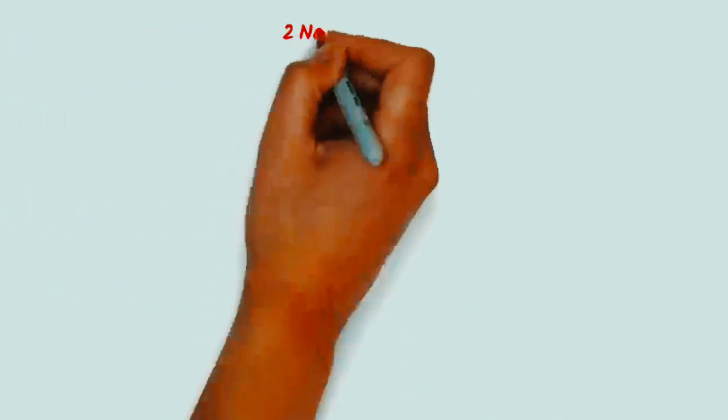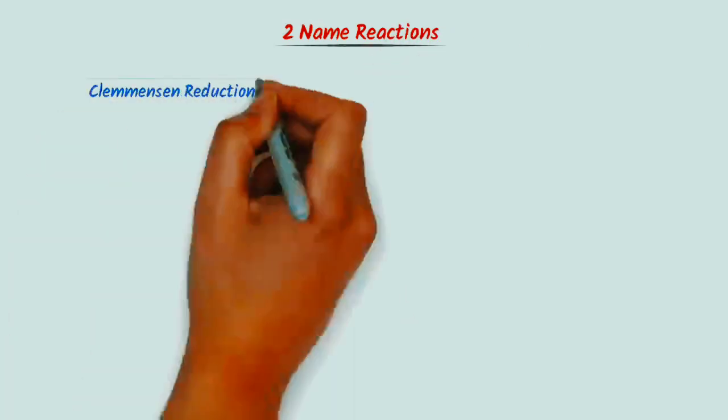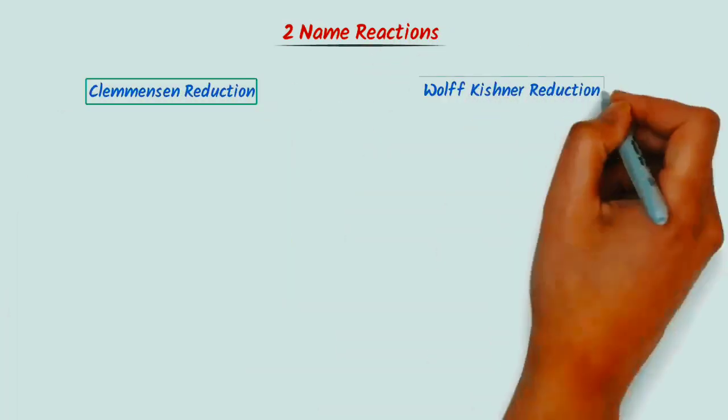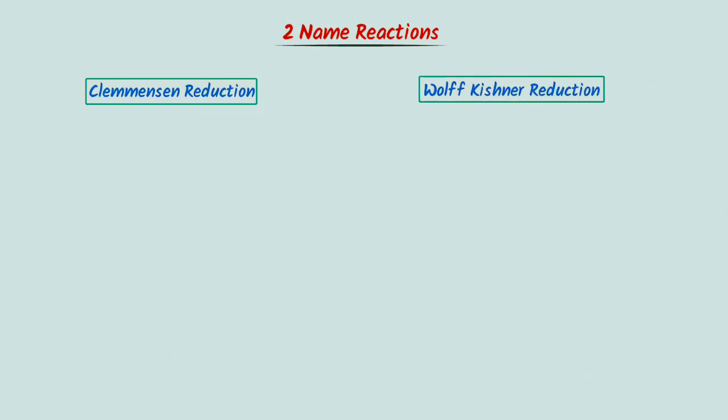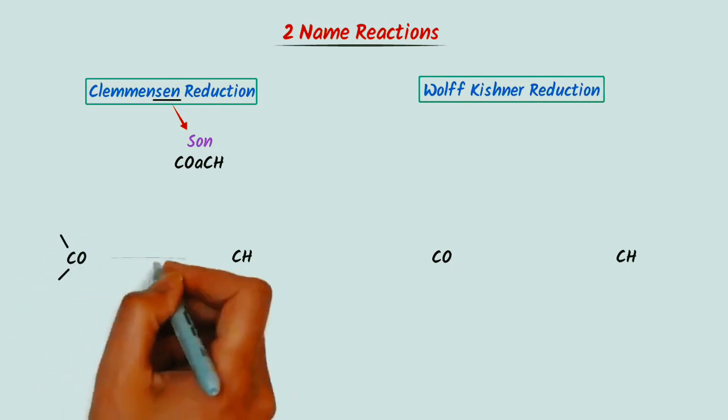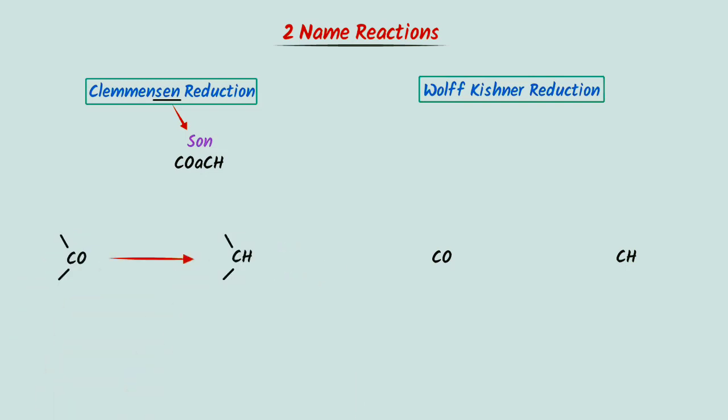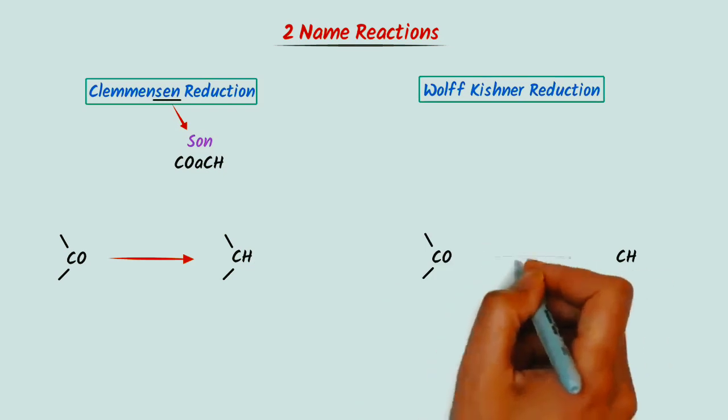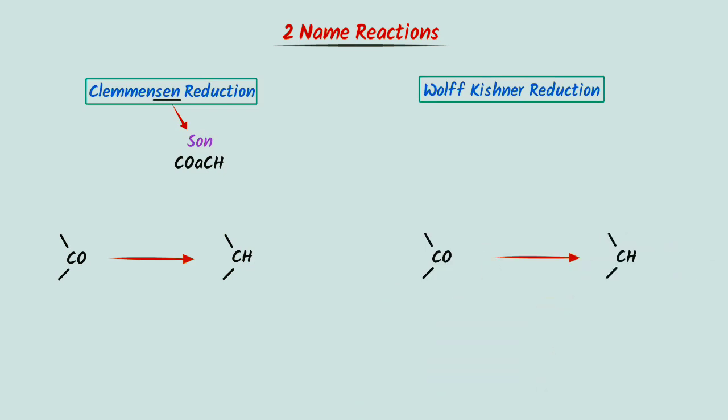Now let me teach you two more reactions: the Clemmensen reduction reaction and the Wolff-Kishner reduction reaction. Now listen carefully. In Clemmensen, there is a word son. We know that every son needs a Koch. Remember that I write here CO and I write there CH. Similarly, I write here CO and I write there CH. This CO is the reactant and this CH is the product. Also, this CO is the reactant and this CH is the product.